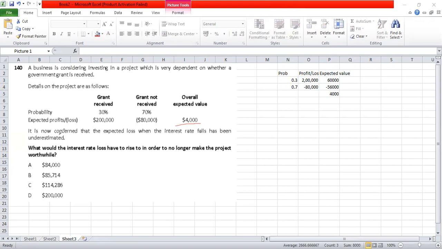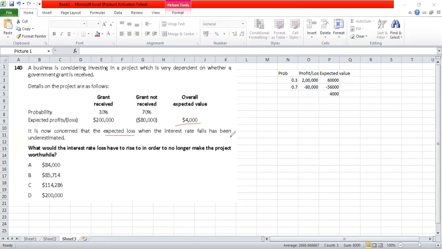They are now concerned that the expected loss when the interest rate falls has been underestimated. So definitely when the interest rates rise, there will be an impact on the cash flow. So they have not estimated that properly. So the expected loss when the interest rate falls has been underestimated.